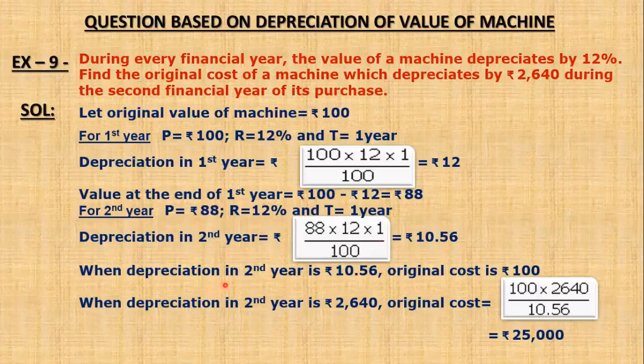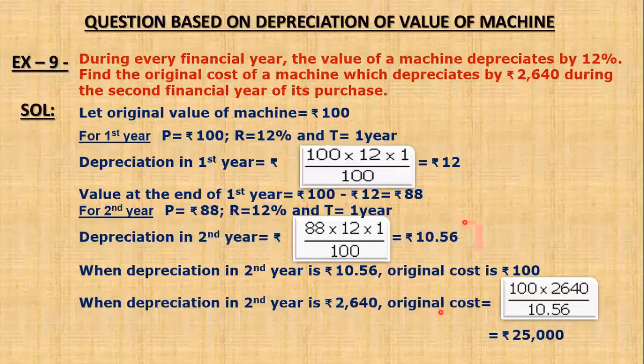When the depreciation in second year is rupees 10.56, which we have calculated here, then the original cost of the machine was rupees 100. So here we are going to use unitary method. Original cost is 100 when the depreciation in the second year was rupees 10.56. Now when the depreciation in second year is rupees 2,640, which is already given in the question.